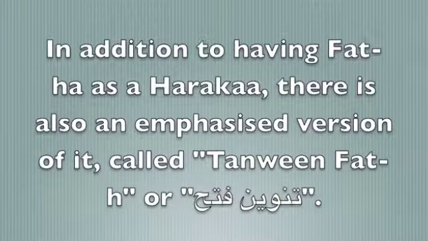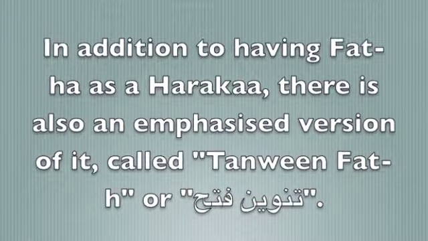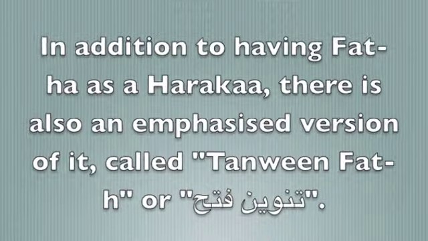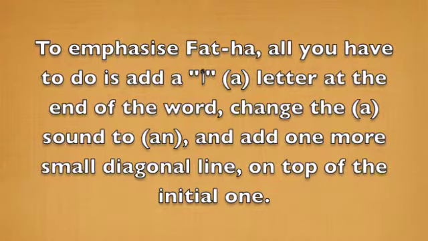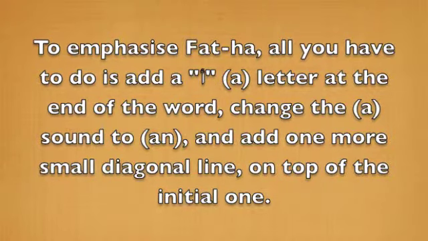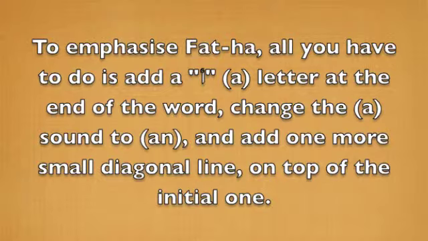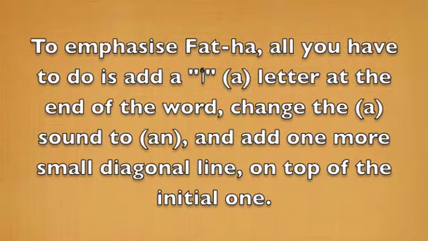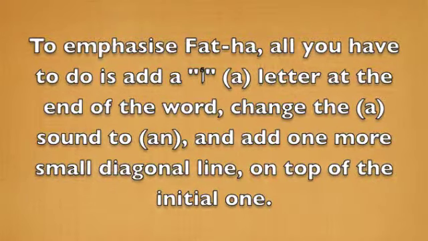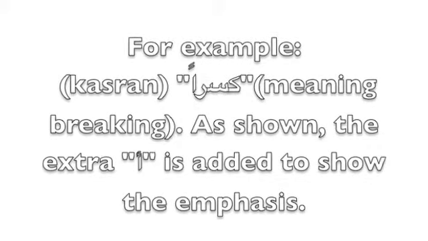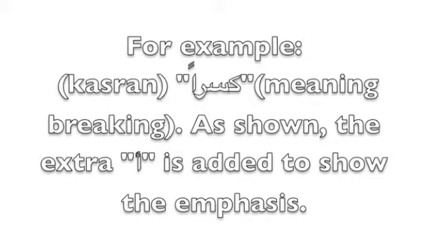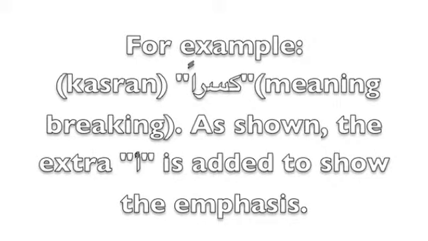In addition to having fatha as a haraka, there is also an emphasized version of it called tanween fath. To emphasize fatha, all you have to do is add an a letter at the end of the word, change the a sound to an, and add one more small diagonal line on top of the initial one. This is what tanween fath looks like. For example, kasran, meaning breaking. As shown, the extra alif, pronounced as a, is added to show the emphasis.